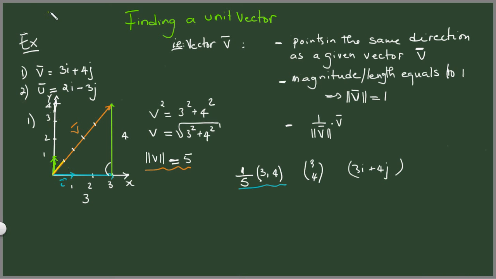That's our unit vector. You can even put it in a different color to make it more visible, or make it bold. And that's our unit vector. We can call it 1/5 of v.